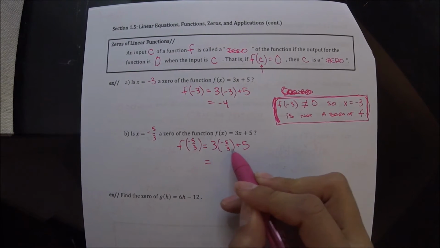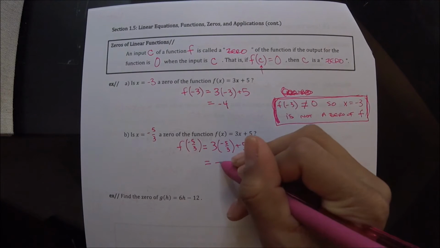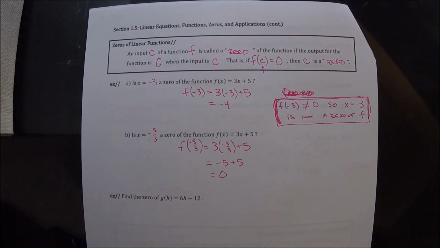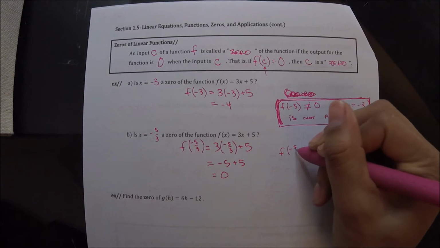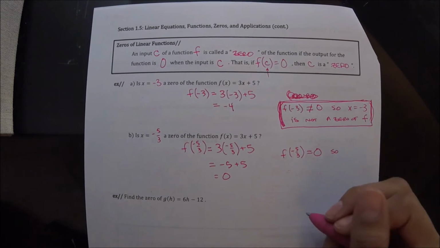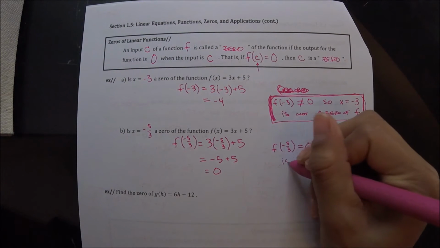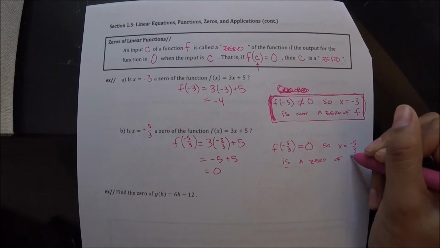And then solving this side, the 3's cancel, and we'd be left with negative 5 plus 5, which is 0. So f of negative 5/3 turned out to equal 0, so x equals negative 5/3 is a 0 of the function.